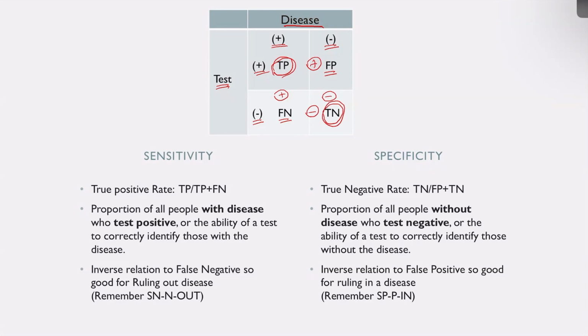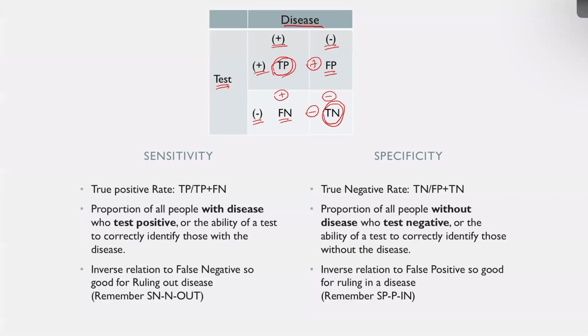So let's compare sensitivity and specificity. Sensitivity is basically the true positive rate. So you calculate it by true positive divided by true positive plus false negative. And the specificity, you calculate by the true negative rate. So that is true negative divided by false positive plus true negative.